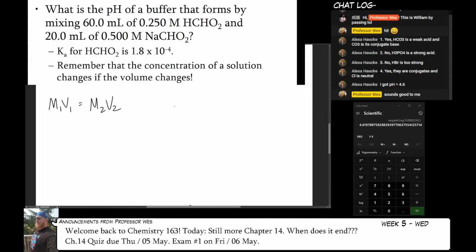So let's look at this for the formic acid. The molarity of the formic acid before I dilute it was 0.250. And I'm putting in 60 milliliters of that. When I'm done, it will have a total volume of 80 milliliters because of the 20 from the other component. And I got to solve for this.